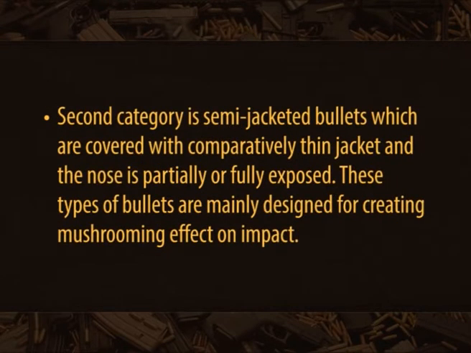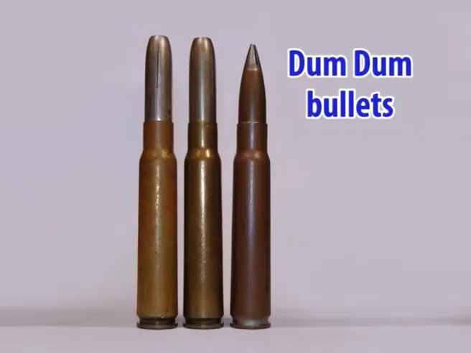The second category is the semi-jacketed bullets, which are covered with a comparatively thin jacket and the nose is partially or fully exposed. These types of bullets are mainly designed for creating mushrooming effect on impact. Mushrooming effect means it has a spreading effect when it strikes the human skin or the human body. Apart from these basic types of bullets, some more specific bullet types are: first is dum-dum bullets.